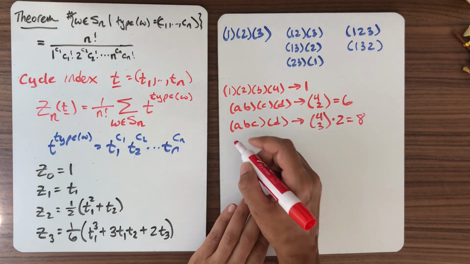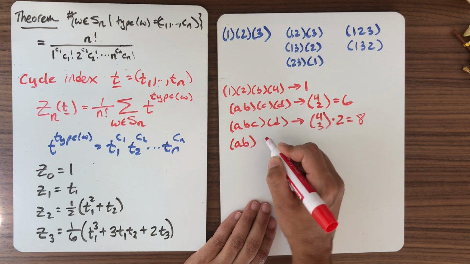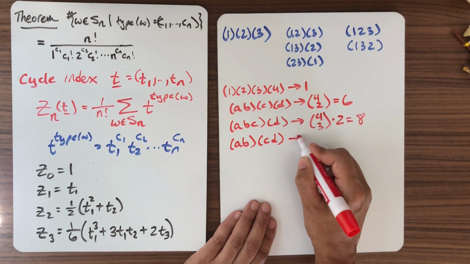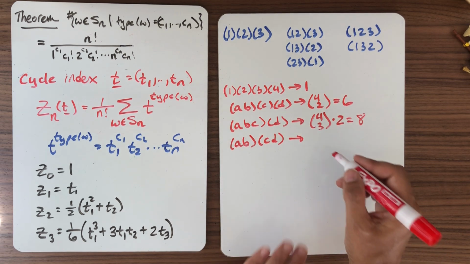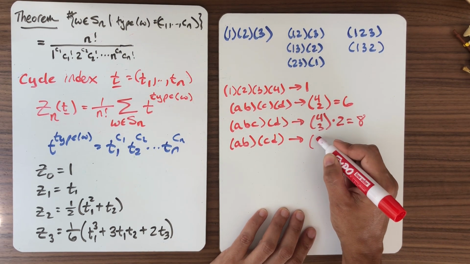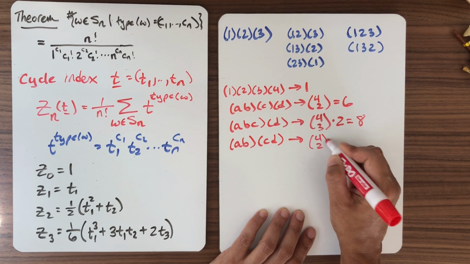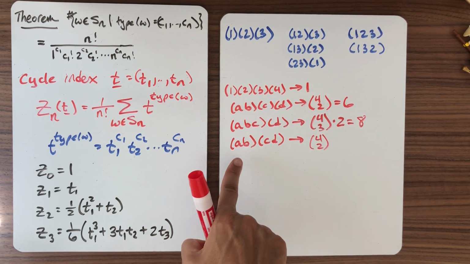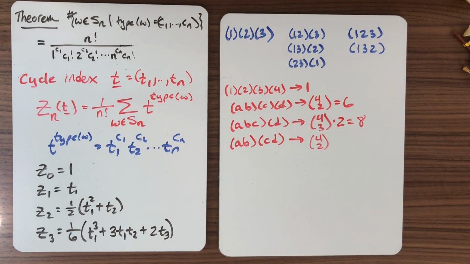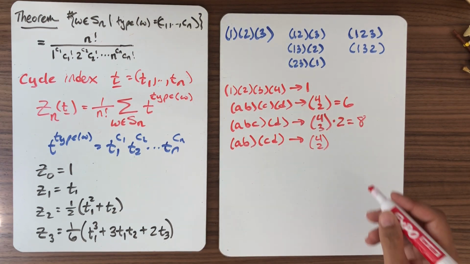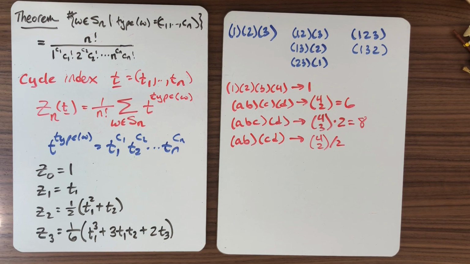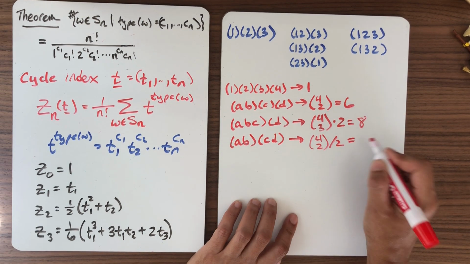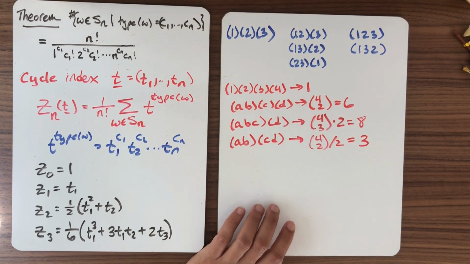What are the other things we could have? Well, we could have AB and CD. How many ways could we do that? 4 choose 2 ways to put the numbers there, but then we put the other 2 there. But the thing is, we could have chosen CD first. It doesn't matter what order these 2 come in. So we're going to have to divide this by 2. And that's going to be the interesting part. So this is going to be 6 divided by 2, which is 3.